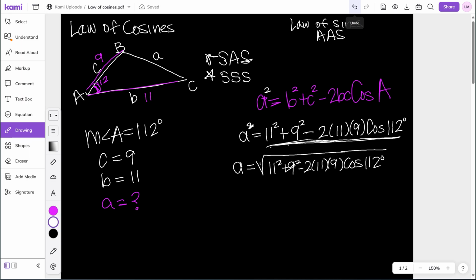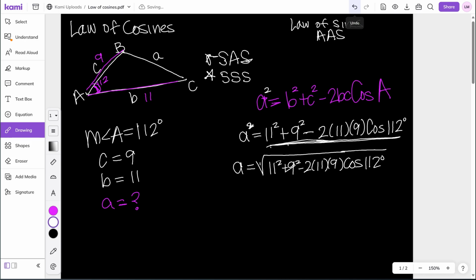Once I have that, I can use law of cosines again to find side B or side C. I have enough information to just stick with law of cosines. And then, once I have two angles, then I have three angles, right? Because I can add those two angles and subtract from 180. So that's law of cosines when I have two sides and the angle between them.